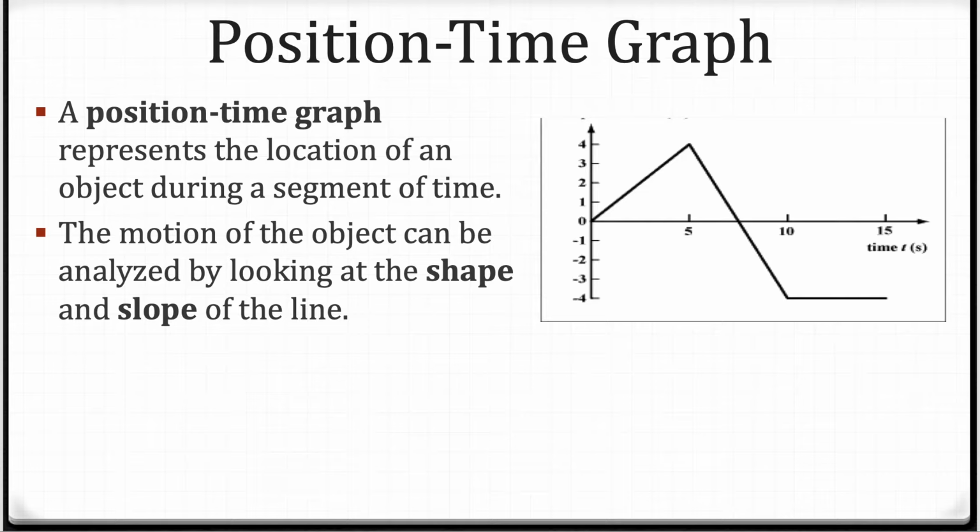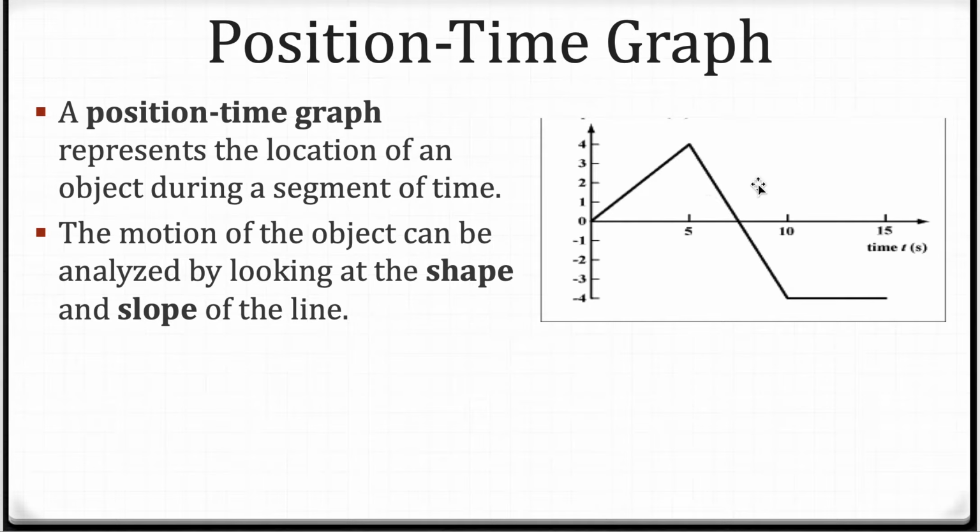So we're plotting where the object's located, and if you think of it like from a starting point, where it's located from that at a certain time period. And normally we'll work with things in seconds. The motion of the object can be analyzed by looking at the shape and the slope of the line.